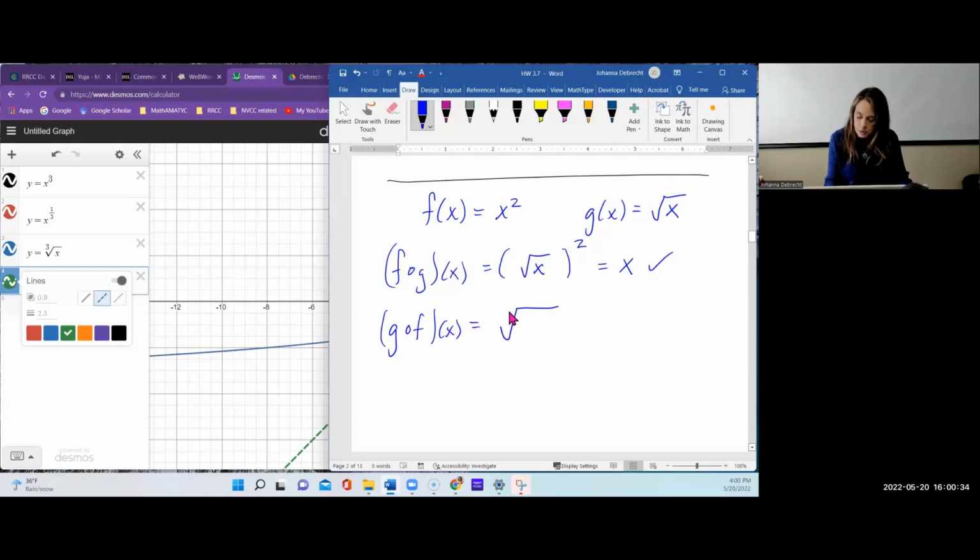G is the square root of x. We replace the x with an empty set of parentheses and substitute x squared inside. Now, this is a definition you may not have heard before and may be new material for you. Note that the square root of something squared is not the something. It's the absolute value of the something.